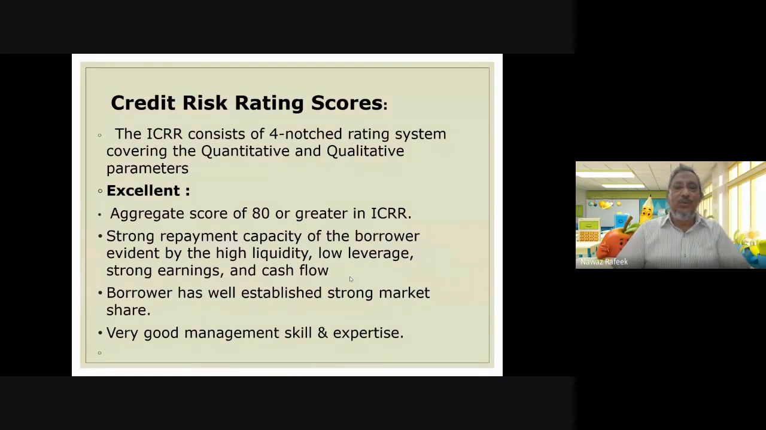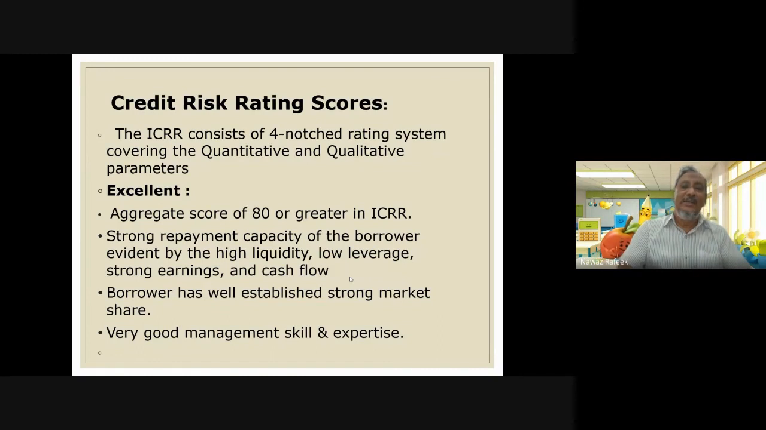Credit risk rating scores are the ICRR concept, a notch rating system covering quantitative and qualitative parameters. Excellent is an aggregate score of 80 or greater in ICRR, so it is linked with the ICRR. An aggregate score of 80 or greater is called excellent, for an A rating. It shows strong repayment capacity of the borrower, evident by high liquidity, low leverage, strong earnings and cash flow. The borrower has a well established strong market share and very good management skill and expertise. If you have these, the risk rating given is excellent.